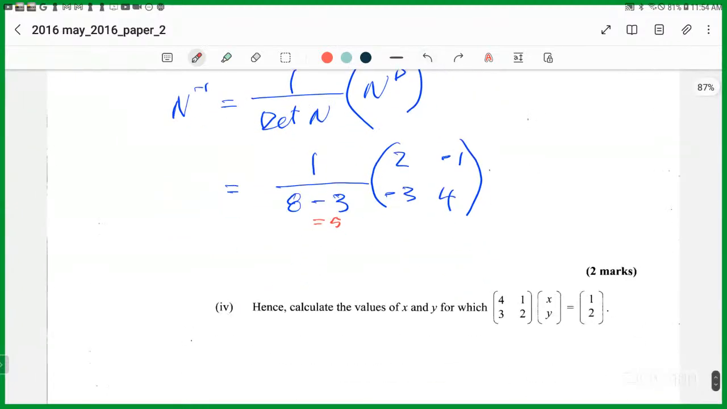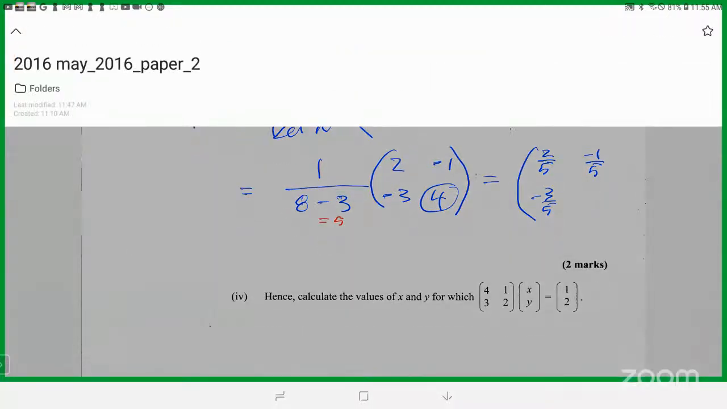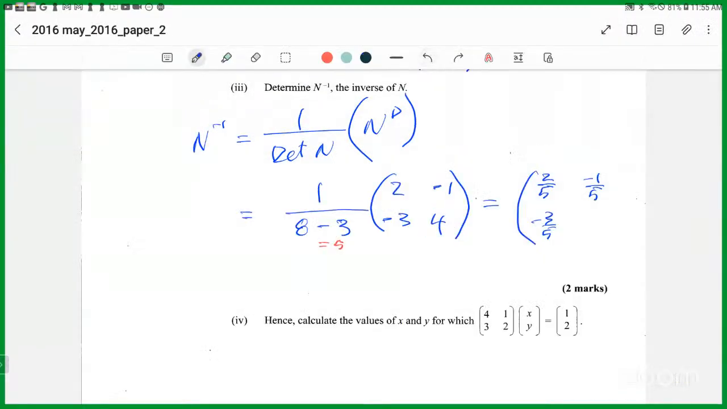So now to get the final answer, I'm going to divide each of those values by that 5. So this is it: 2 divided by 5, you can write that as 2 over 5. Negative 1 divided by 5, that's negative 1 over 5. Then negative 3 divided by 5, negative 3 over 5. Then 4 divided by 5, that's 4 over 5. And that is your inverse matrix, N to the minus 1.